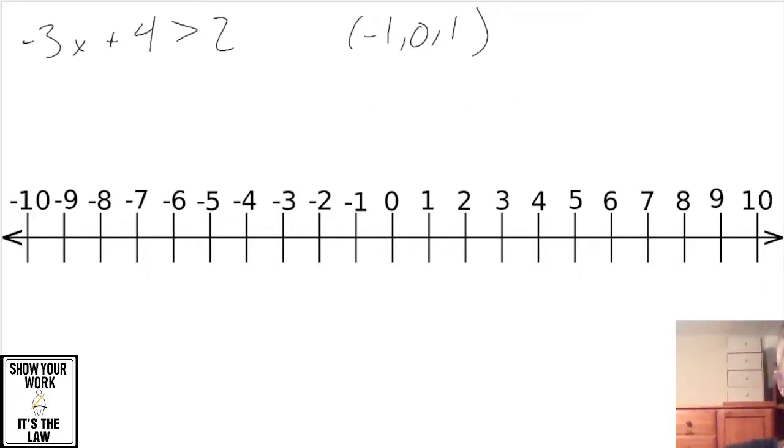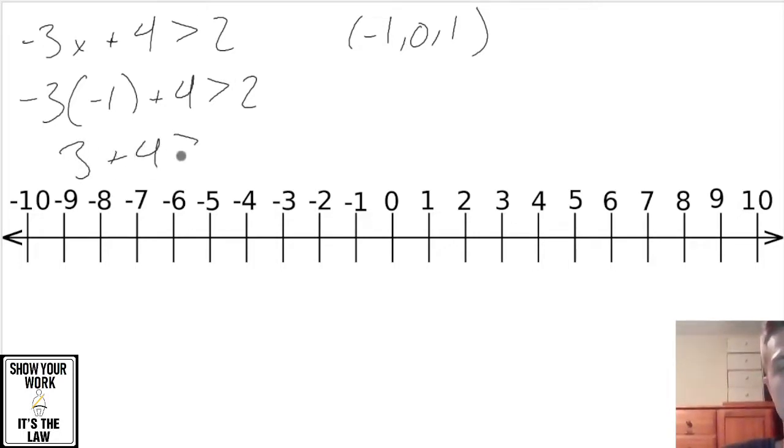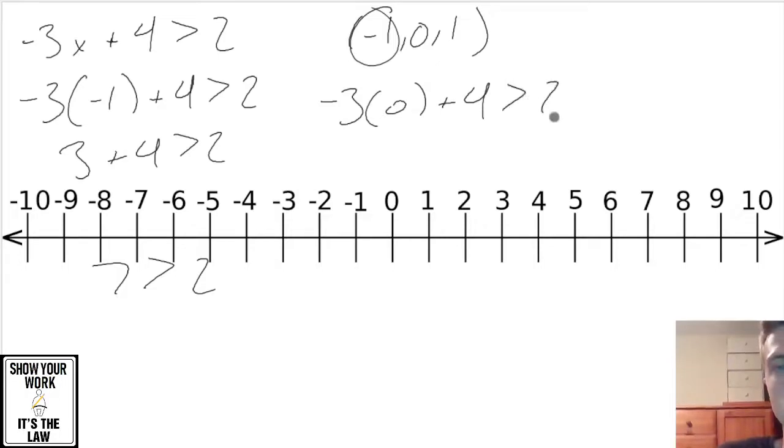But here we go. Substitute. We'll start with -1: -3 times -1 plus 4 greater than 2. -3 times -1 is 3, plus 4 greater than 2. 7 is greater than 2. Is that true? Yes. -1 is a solution. Let's do 0. -3 times 0 plus 4 greater than 2. 0 plus 4 greater than 2. 4 greater than 2. Yes, this is a solution.